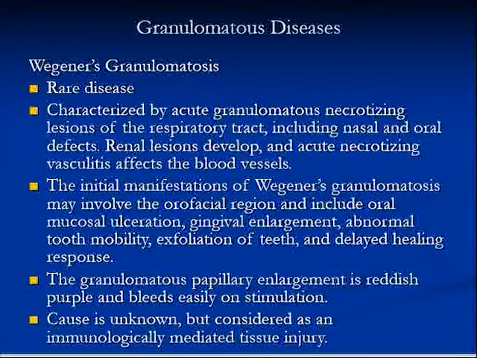The initial manifestations of Wegener's granulomatosis may involve the orofacial region and include oral mucosal ulceration, gingival enlargement, abnormal tooth mobility, exfoliation of teeth, and delayed healing response. The cause of this condition is unknown, but the condition is considered as an immunologically mediated tissue injury. It is reddish purple and bleeds easily on stimulation.